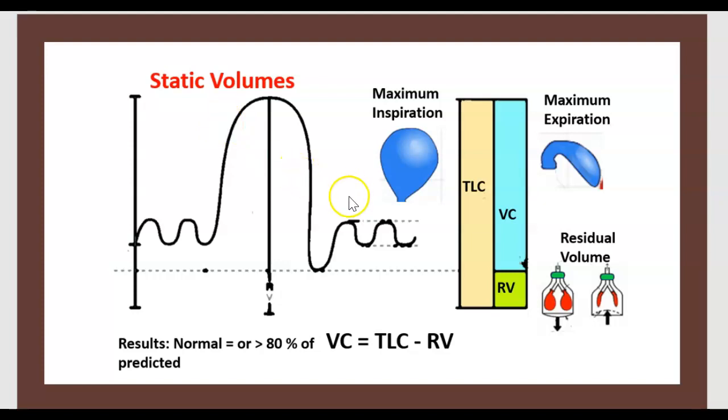Static volume, 3 parameters. Total lung capacity, maximum inspiration. Vital capacity, maximum expiration. The difference, residual volume. And the rest in restrictive disease, all parameters decrease, but FEV1 over FVC is normal.